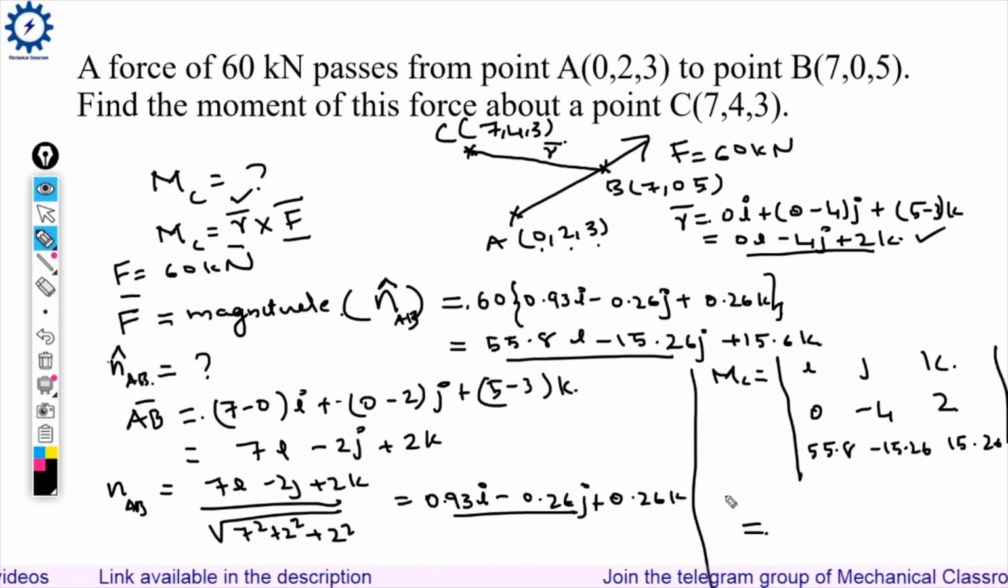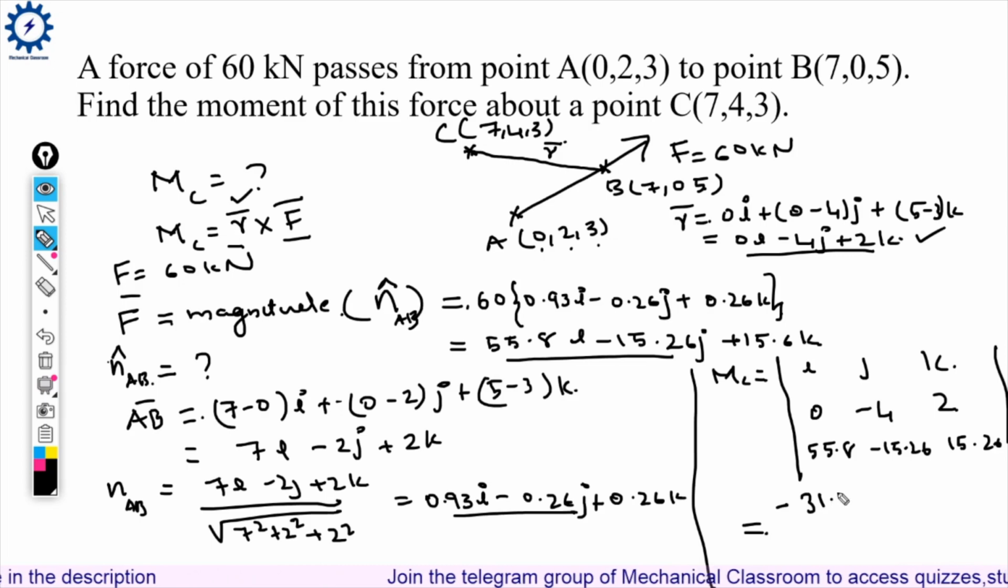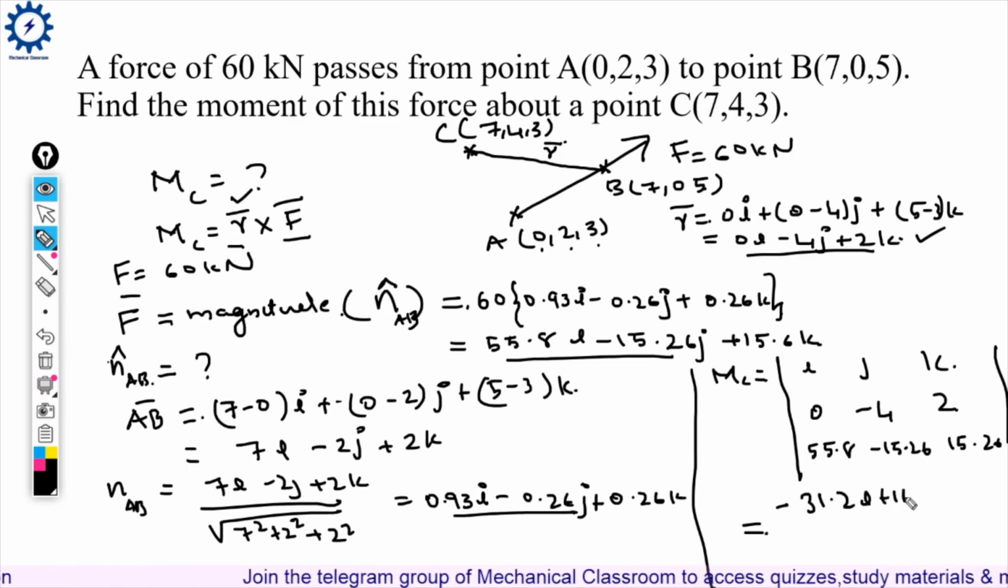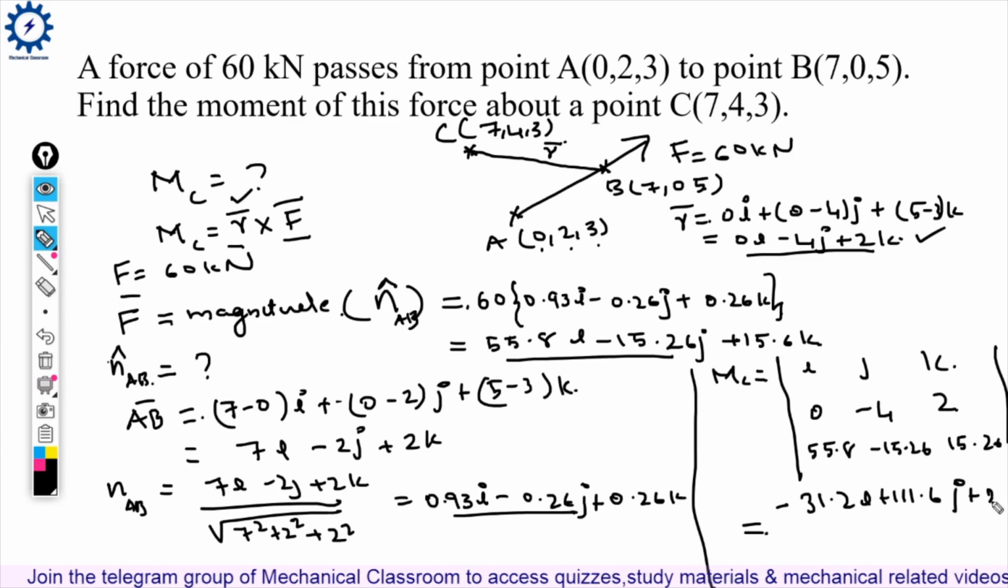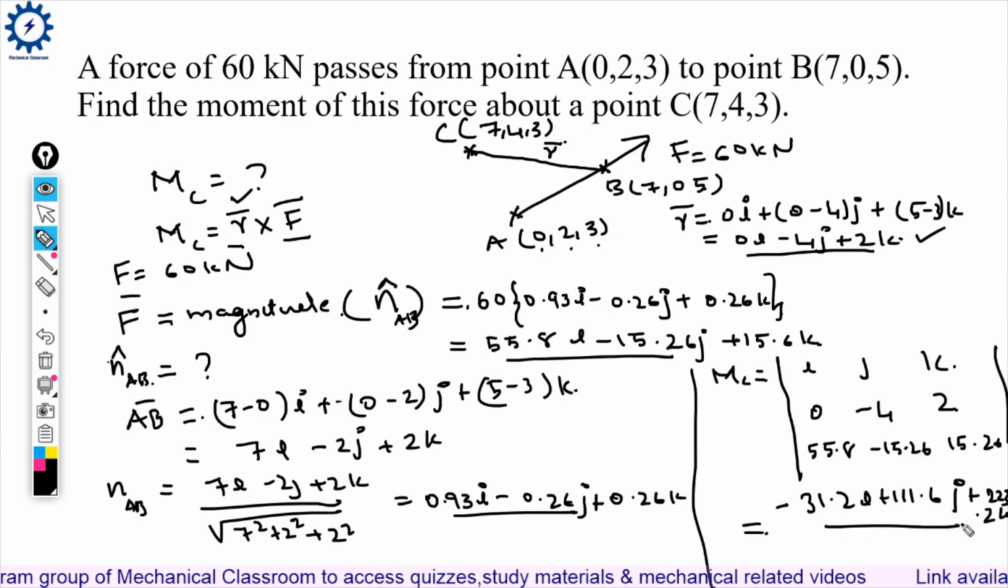So we will be getting a moment value as minus 31.2i plus 111.6j plus 223.2k. Okay.